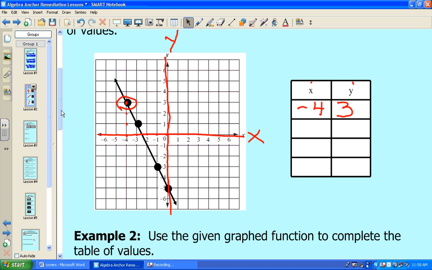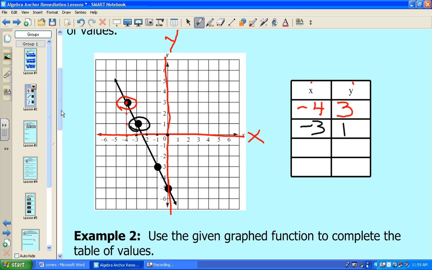Okay, the second point we're going to look at is this one right here. Starting once again at the origin, we have to go left 1, 2, 3. So we put -3. And then you have to go up 1. So you put a 1 underneath the y. That's called an XY table.